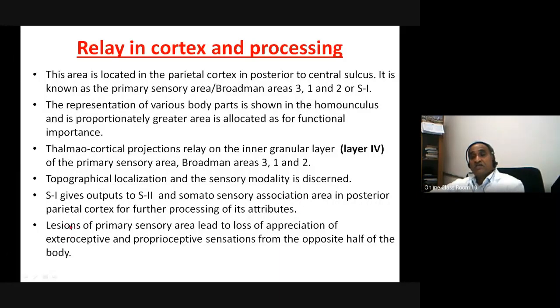So lesions of this primary sensory area lead to the loss of appreciation of exteroceptive and proprioceptive sensations from the opposite half of the body. If there is a lesion of the left cerebral cortex, the left parietal area, the right side sensation is lost, of that part, because the parietal area is quite large.